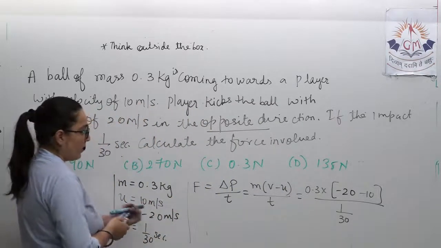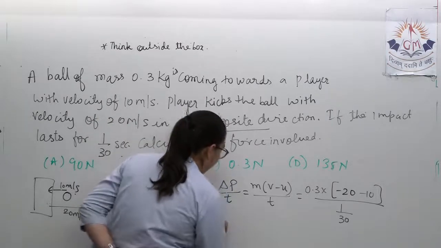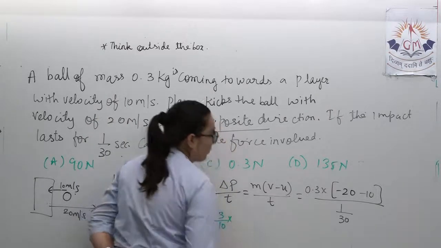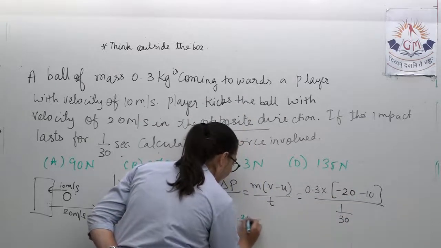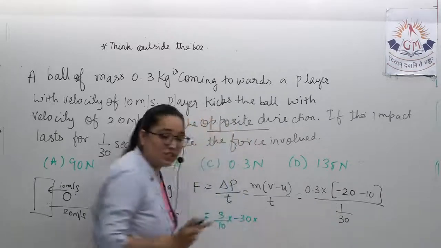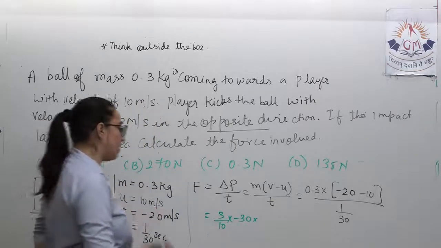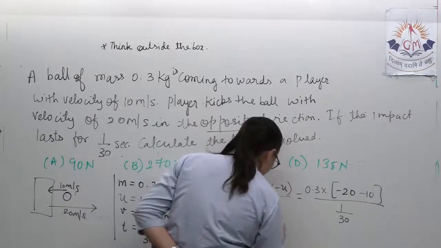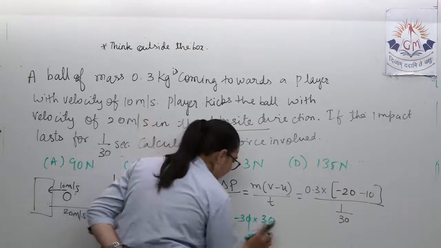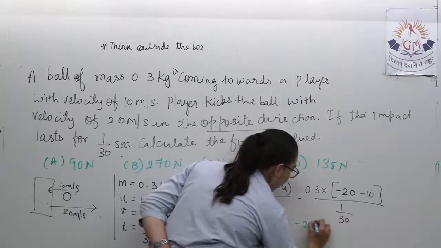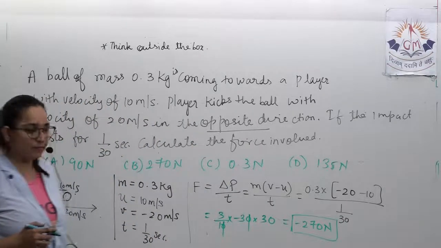Okay? Now, how can 0.3 be written? It can be written as 3 by 10, into minus 20 minus 10. That comes to minus 30. Denominator's denominator, where will it go? It will go in the numerator. So again you are having 30 over here. The 10 will get cancelled out. 3 3s are 9, 9 3s are 27. With the 0 you have the final answer as minus 270 Newton.